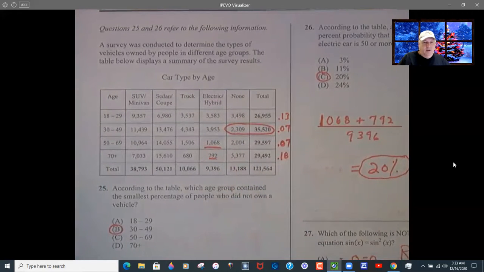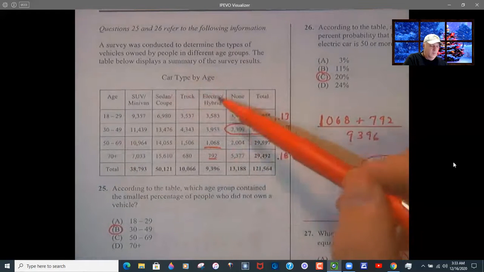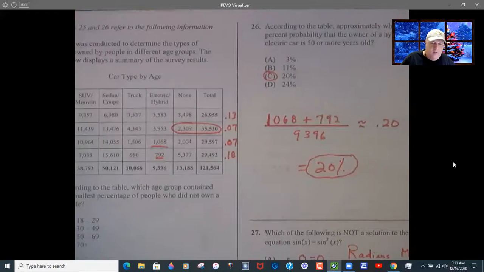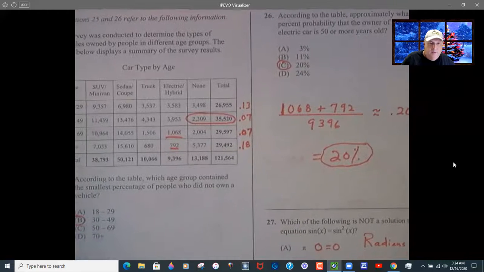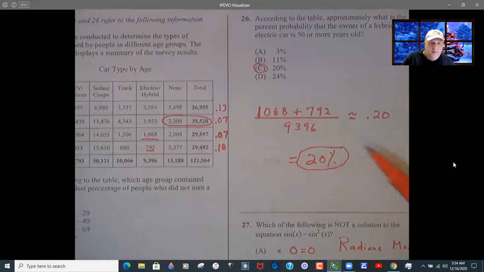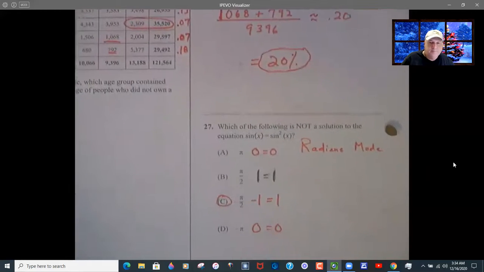So this is a four-way table, actually a 4 by 5 table. But notice that always on the margins are the totals. So usually you have to use one of those totals in your computation. So adding both of those and then dividing by 93, 96, 27.